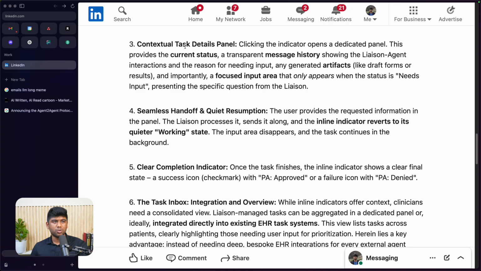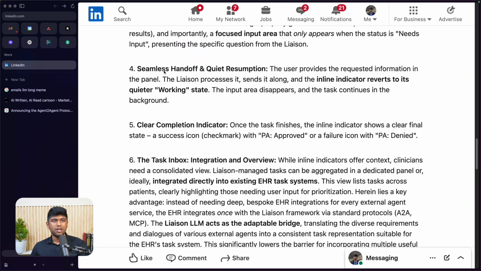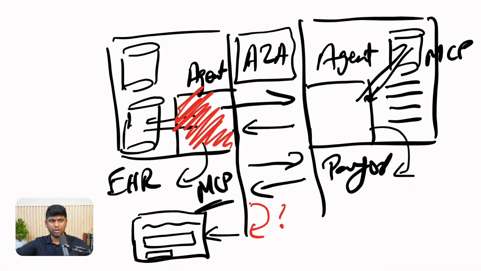And then the contextual task details panel. Clicking the indicator opens a dedicated panel. This provides the current status, a transparent messaging history showing the liaison agent's interactions and the reason for needing input, any generated artifact like draft forms or results, and importantly, a focused input area that only appears when the status needs input, presenting the specific questions from the liaison. And seamless... again, let's try to summarize all of this.